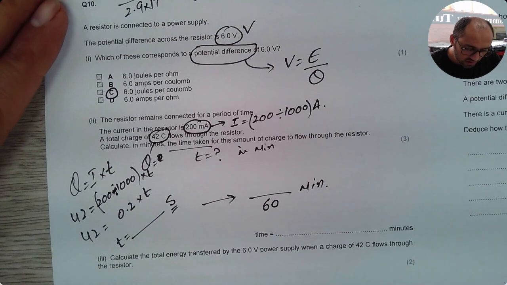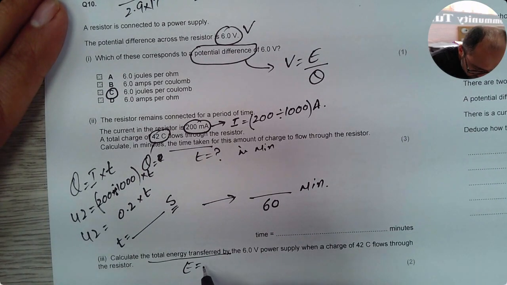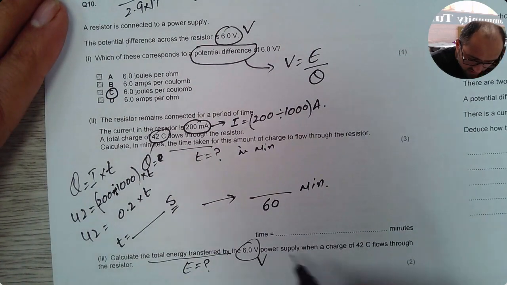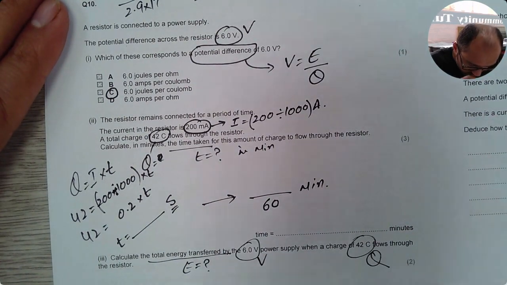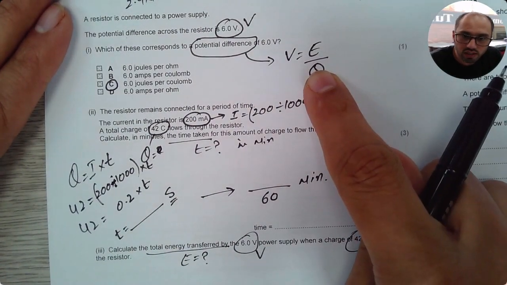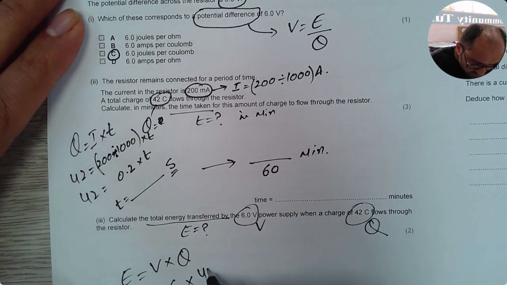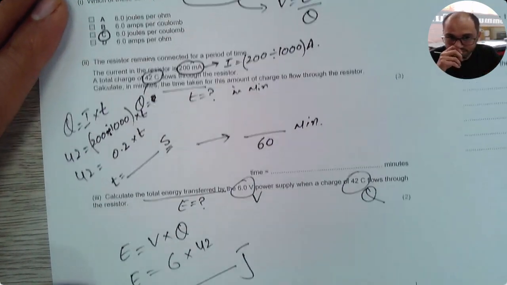Next question says calculate the total energy transferred. So total energy transferred, meaning E is not known. The value of V is 6 volt, and 42 is the value of Q. All we have to do is just write down the equation, which is given to you already here. You write down E equals V times Q, the value of V is 6 times 42, and you'll end up with the answer in joules.